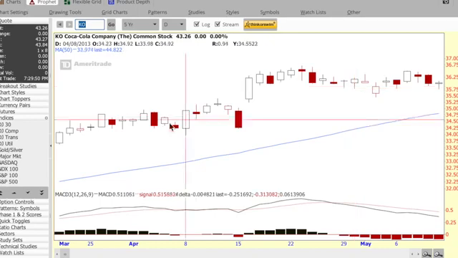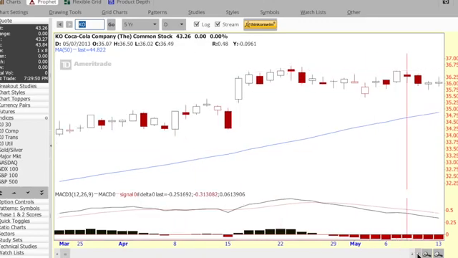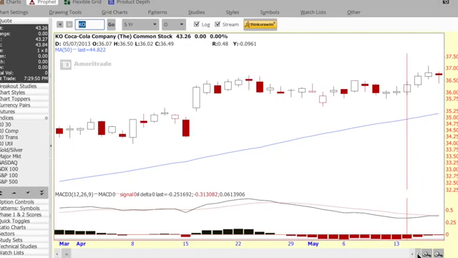So currently you can see the trend is going up, right? Because higher highs, higher lows. So whenever it's at the top of an uptrend, I'm looking for a reversal, a bearish divergence. Okay, so let's see if we can spot one. So I'm going to scroll to the right and let's see if we can spot one.